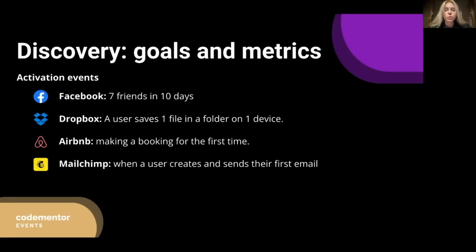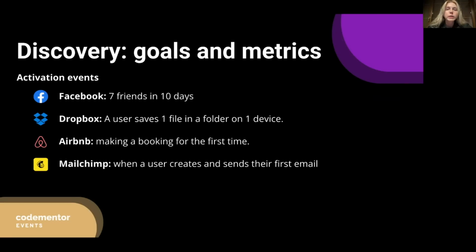The famous example from Facebook, they found out that users who added 7 friends in the first days after signing up were more likely to stick around and become active users. So it became their activation event. For Dropbox, it is saving one file in a folder on one device. For Airbnb, it's making a booking for the first time. It's when travelers understand the convenience of booking apartments through the platform.